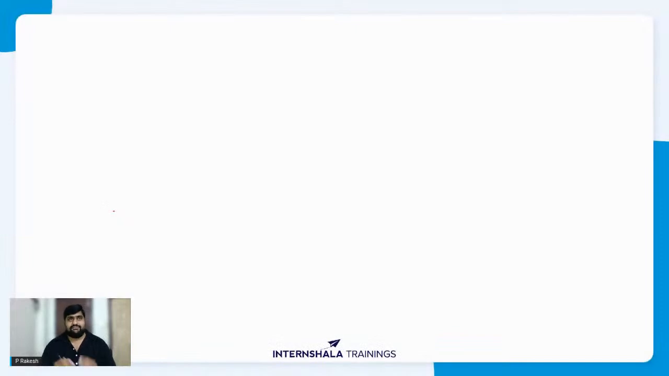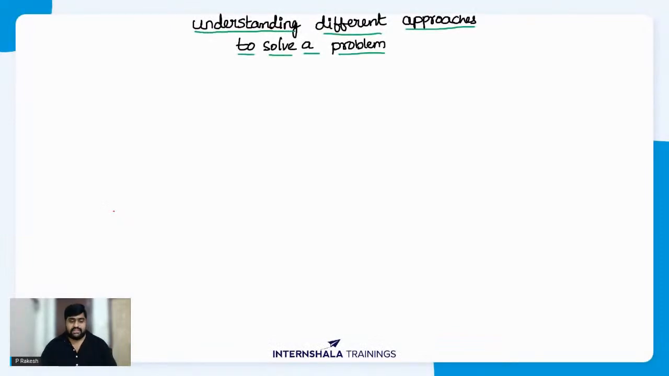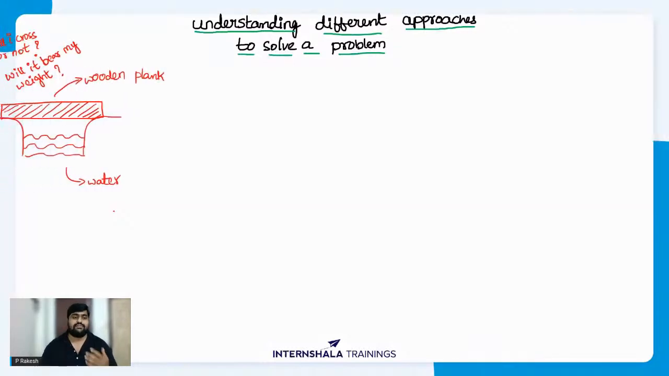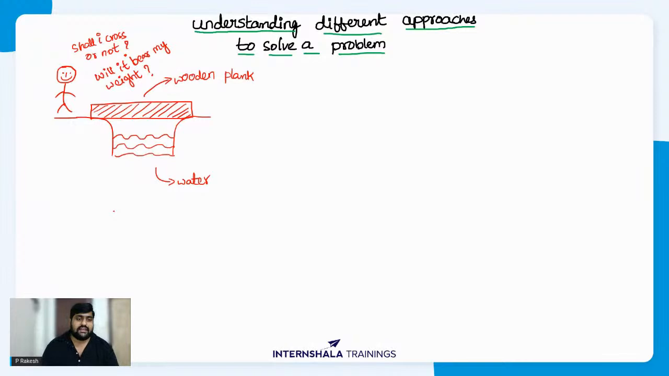So, once we come to know what is an engineering problem, then we'll try to understand what are all the different ways that are there in order for us to solve an engineering problem. In order to understand the methods that are present, we are going to take an example. Here we are taking an example of a person who wants to cross this particular river, stream, or canal, on this wooden plank.